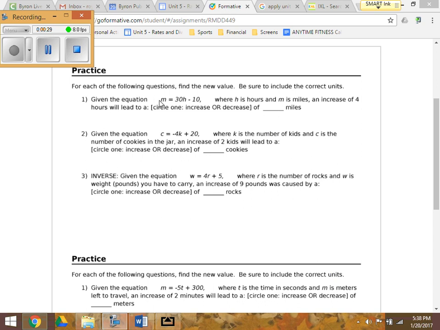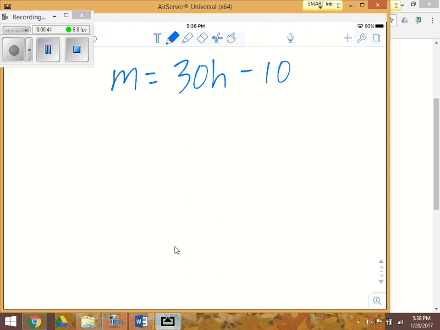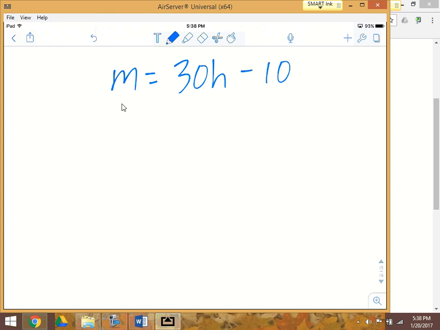Okay, so to start working on a problem like this, the best thing to do is to make a table and to just start plugging some data in. All right. So the easiest way to do this is to copy the equation down, m equals 30h minus 10.